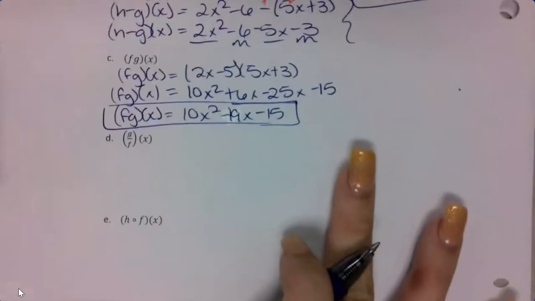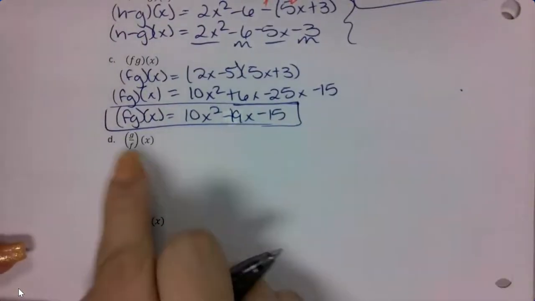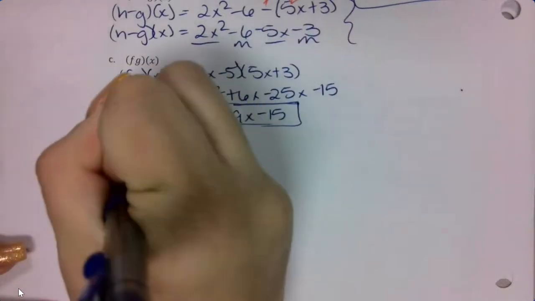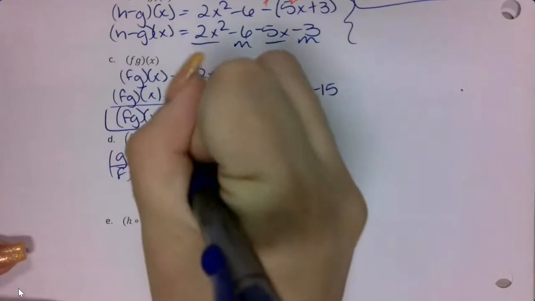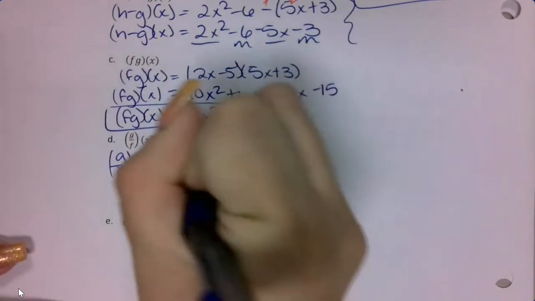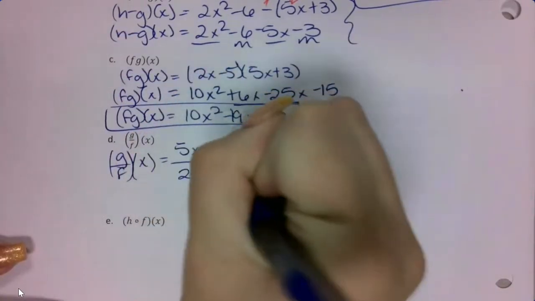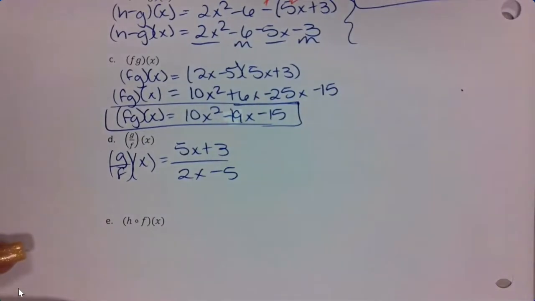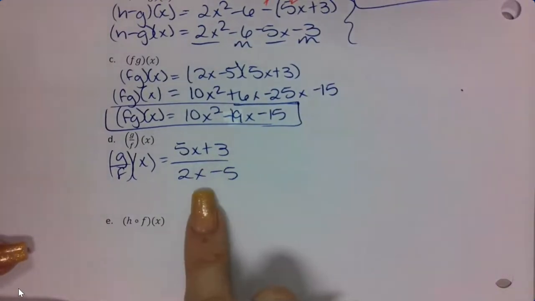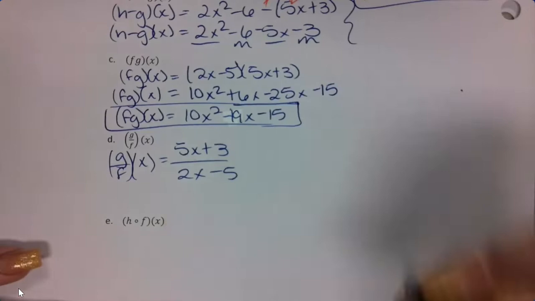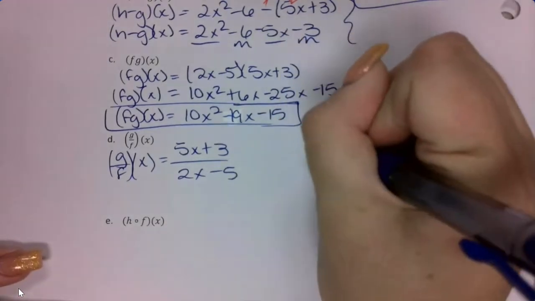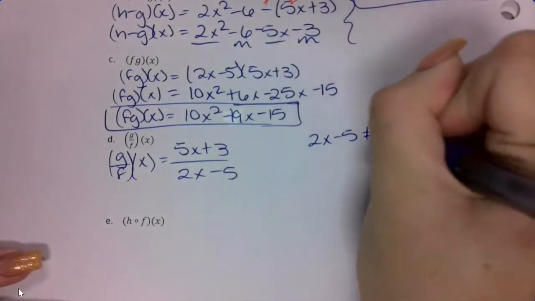D wants me to divide the two functions. G of x was my second function. F of x was my first function. So I'm going to do 5x plus 3 divided by 2x minus 5. Another commonly missed thing on the test was not giving my domain restriction. When I set it up like this, I've gone from being able to plug anything into my f function to restricting my domain. So now I need to take my denominator and set it not equal to 0.